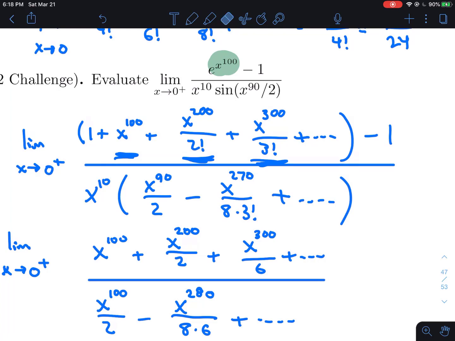Divide that by x to the 10th, which is already a perfectly fine polynomial. And then sine: remember that this alternates back and forth, and it has the odd powers of u, or the odd powers of x, if you will, divided by the odd factorials. So divided by 1 factorial, 3 factorial, 5 factorial, and so on. If you take this and raise it to the first power, you get exactly what you put into sine, x to the 90th divided by 2. If you cube it, then x to the 90th raised to the cube power, you multiply by 3, so you get x to the 270th.